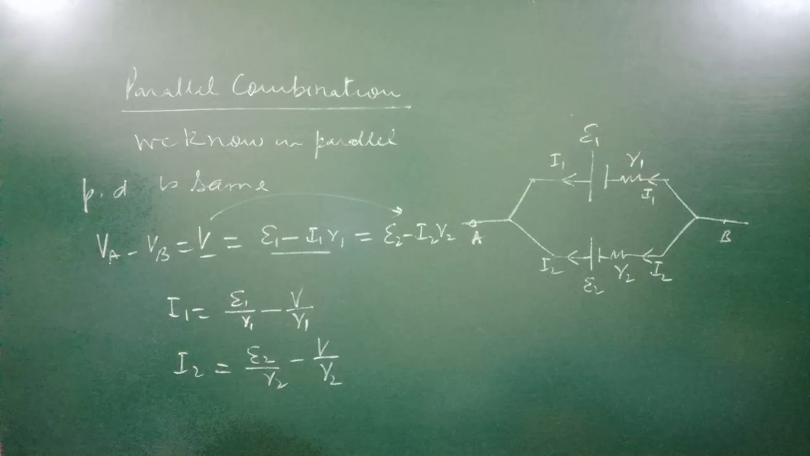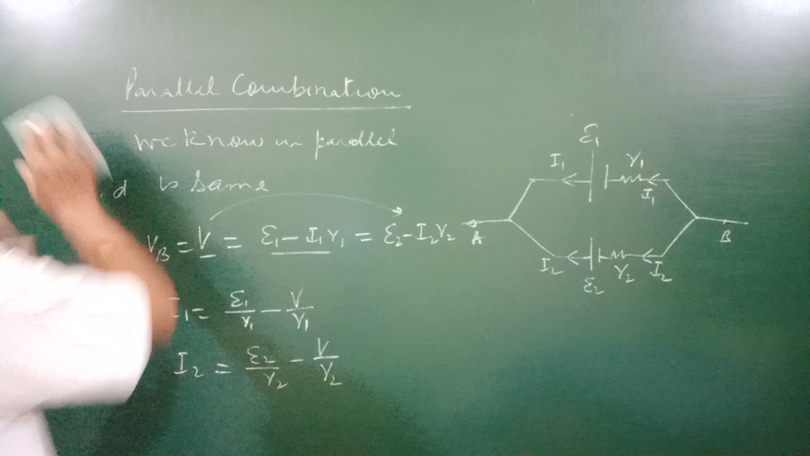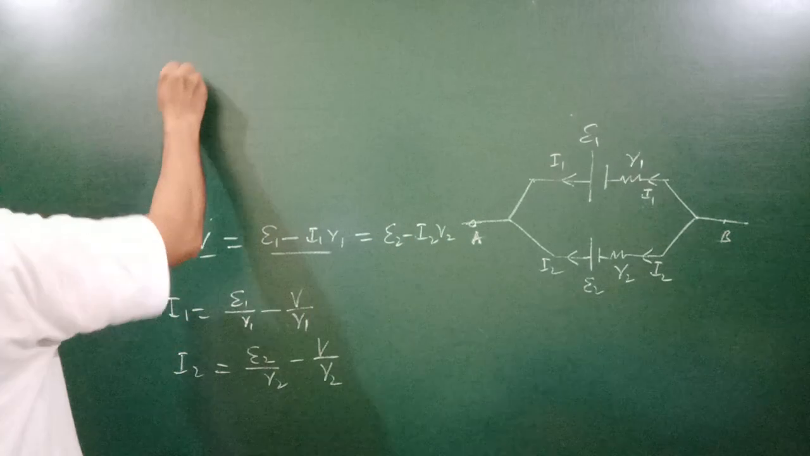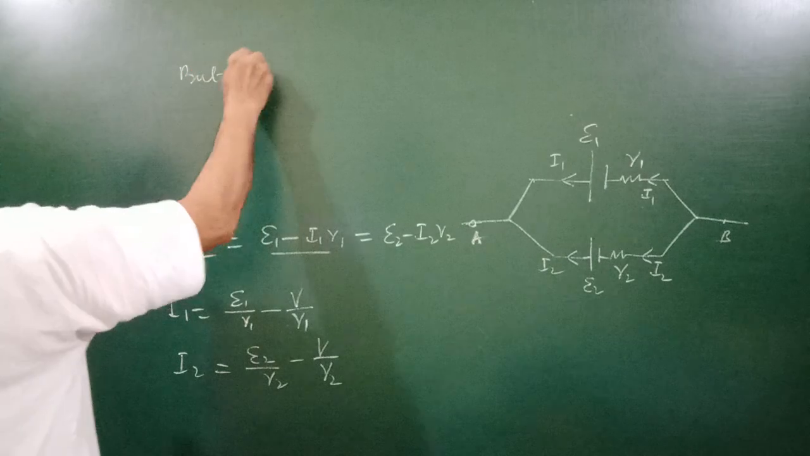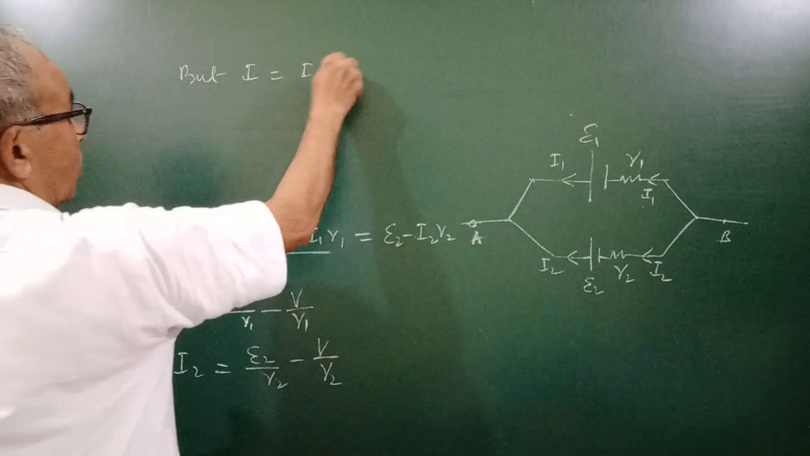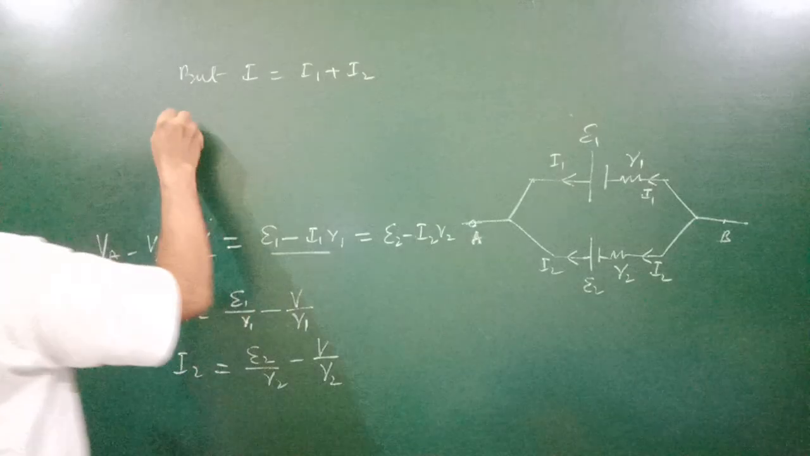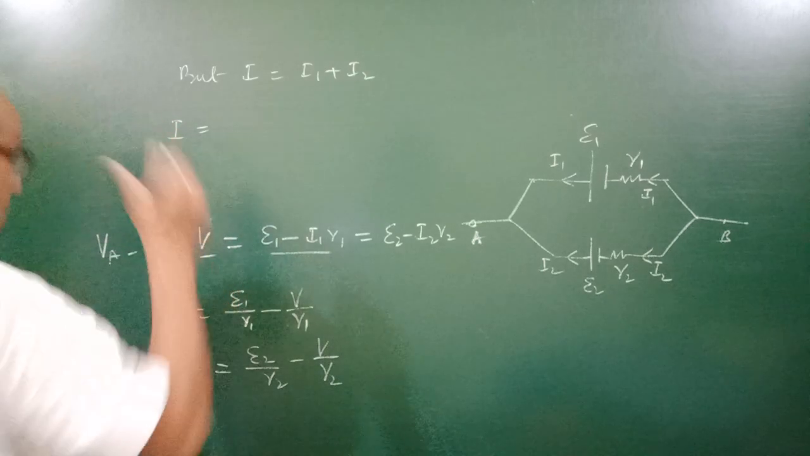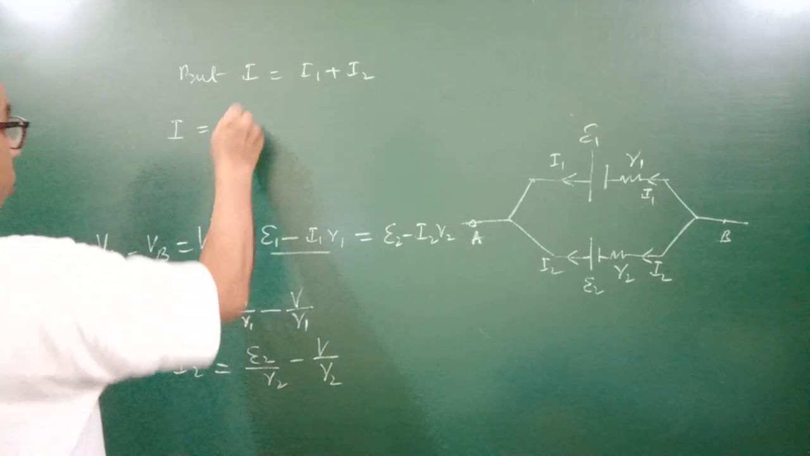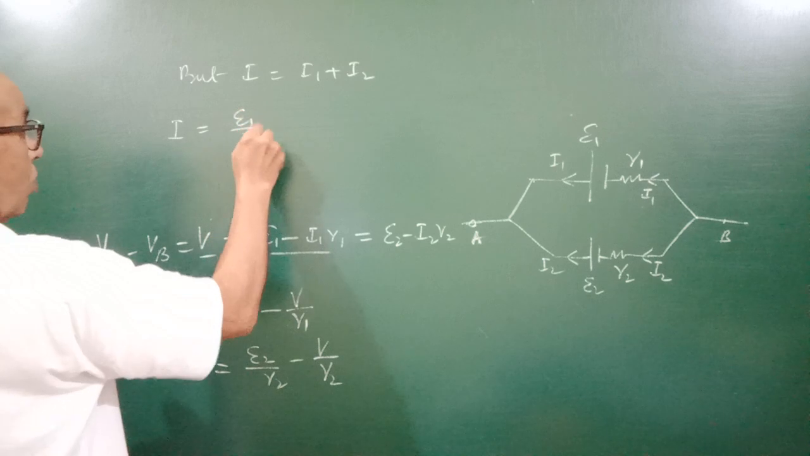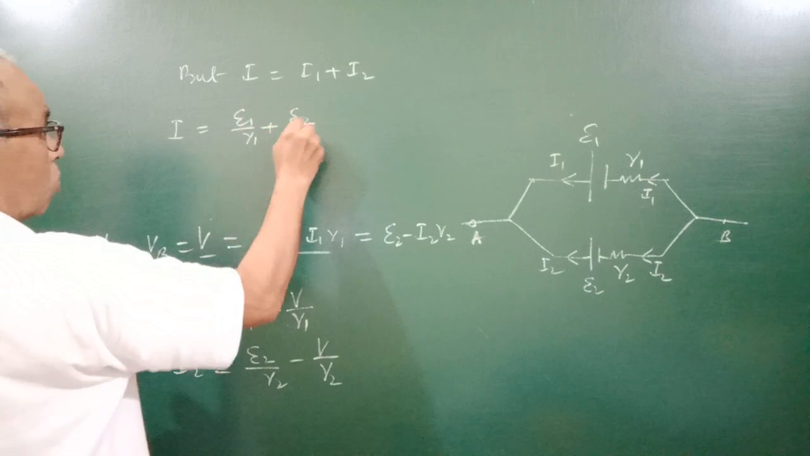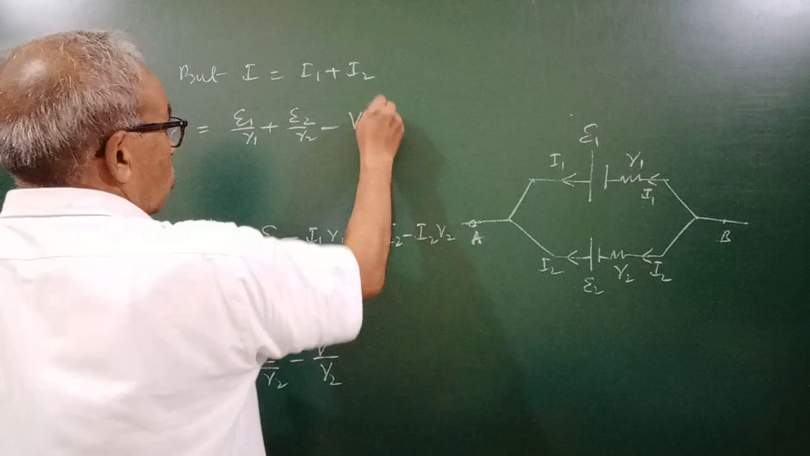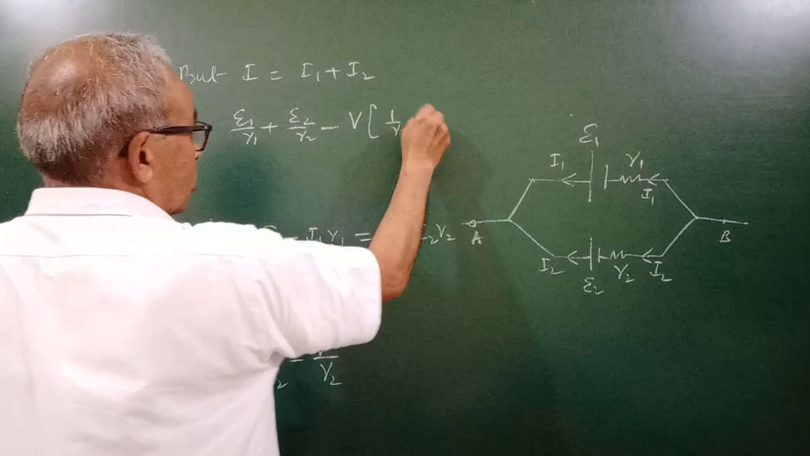But I1 plus I2 is equal to I. So I here will be I1 plus I2: E1 upon R1 plus E2 upon R2 minus, you can take V common, 1 upon R1 plus 1 upon R2.